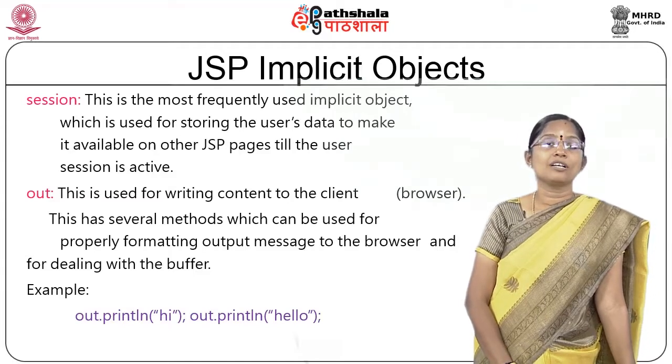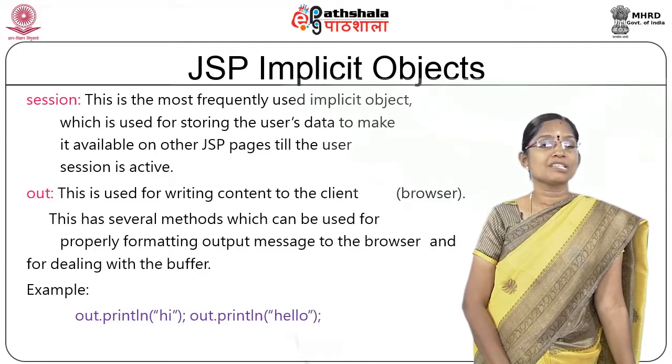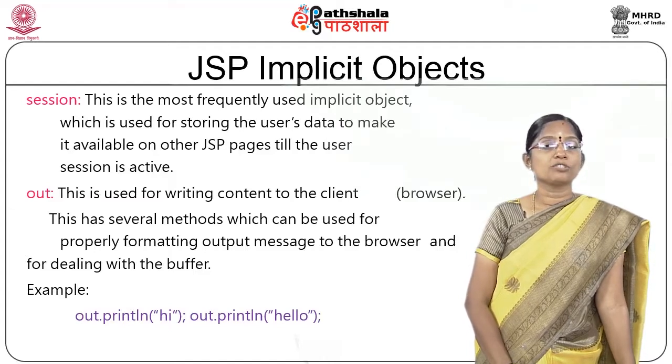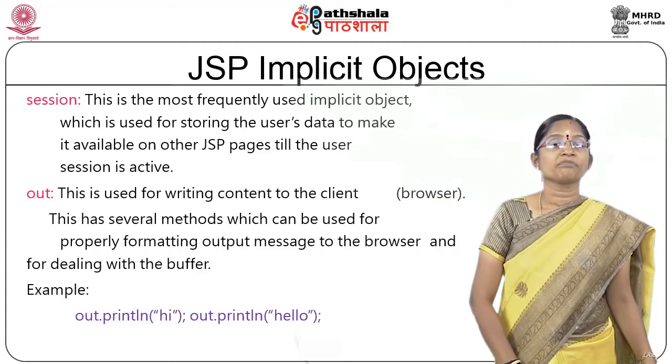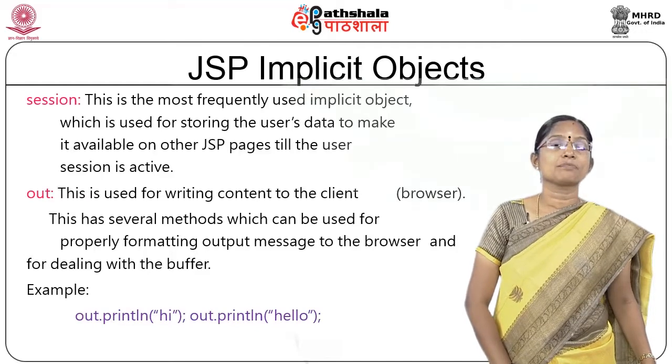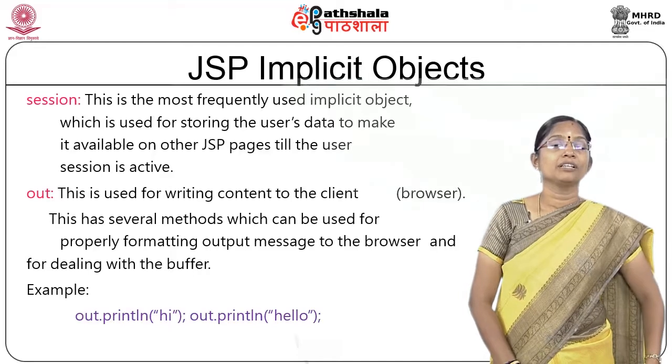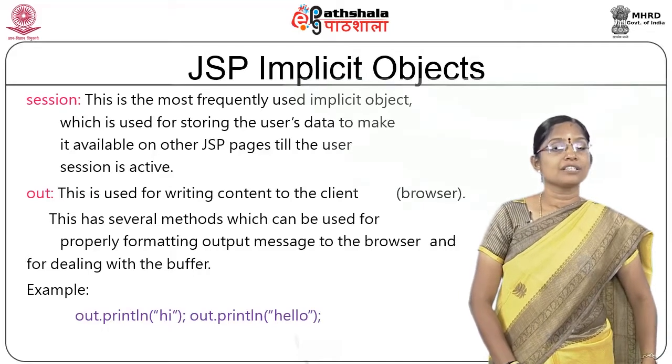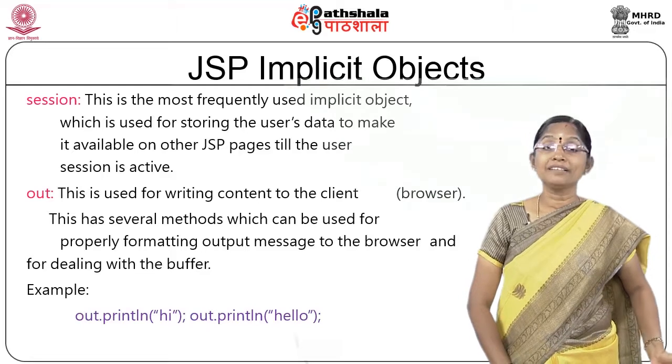Then the fourth one is called the out implicit object. Out means this object is used for writing the content to the client, similar to our print statement or echo statement or display statement. Only using the out object, the output can be displayed back to the user or to the browser. You can go through out.println of hi. This is used for displaying hi on the HTML page. So, properly formatting output messages to the browser and dealing with the buffer. So, this is the statement which is used for displaying or printing the content on the browser.